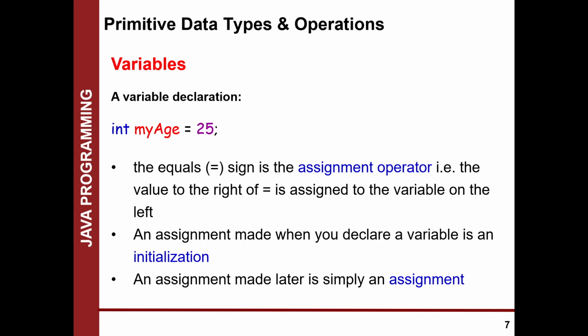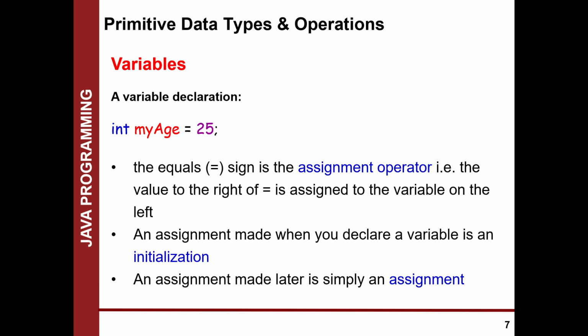One thing that you have to know is we have int myAge equal to 25. The equal sign means that this is what we call the assignment operator. So it means that we are assigning the value of 25 to the variable myAge.